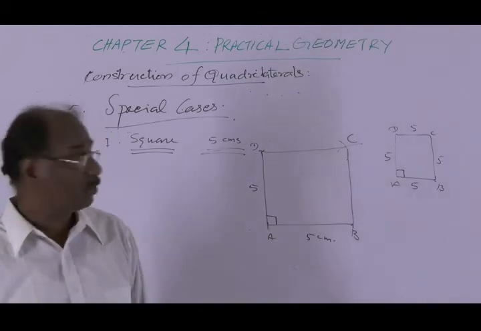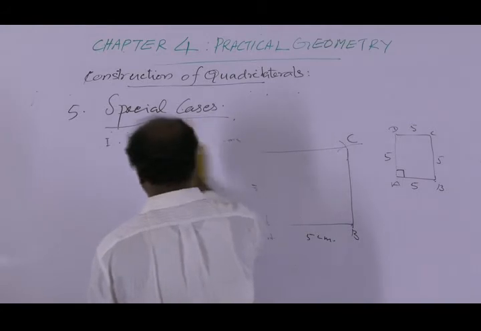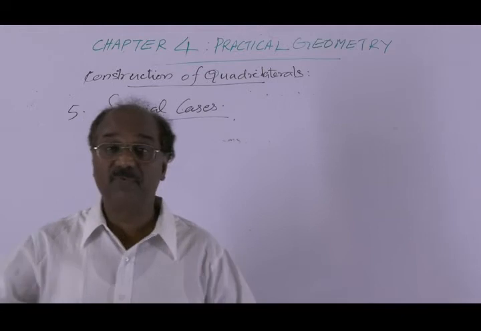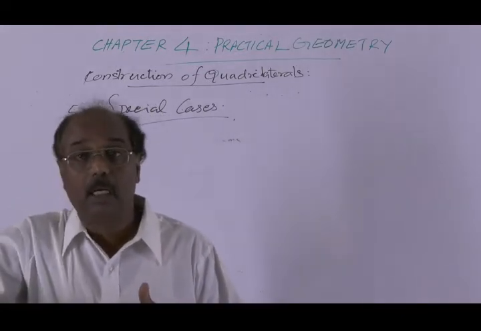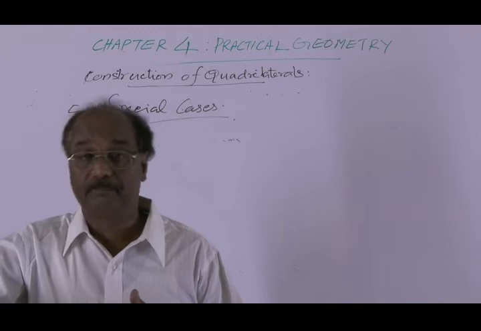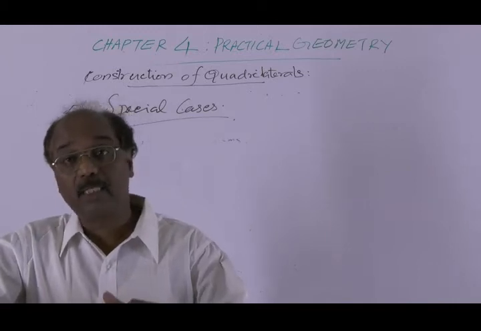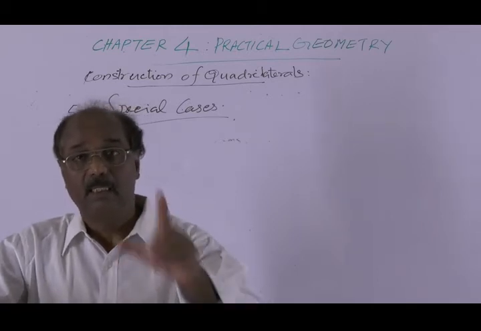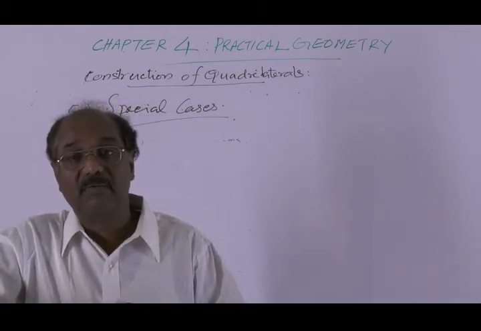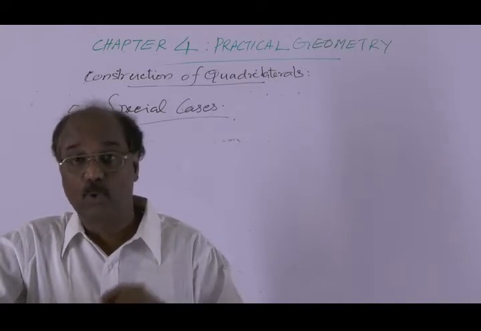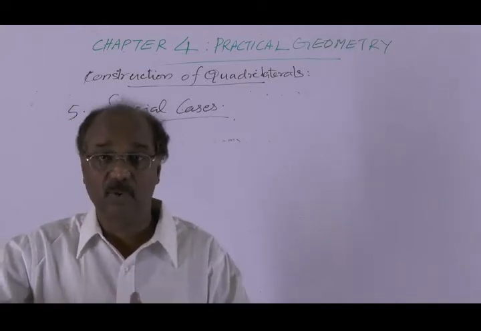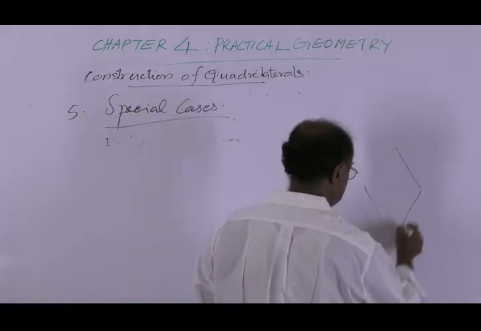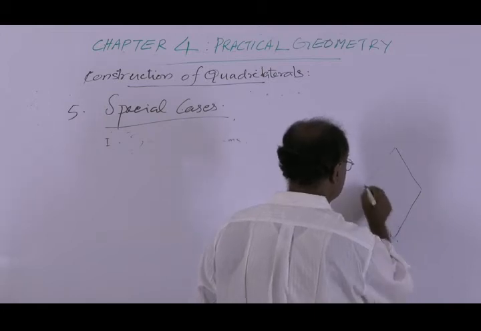And consider another one. Suppose we construct a rhombus. A rhombus is such that all 4 sides are equal and opposite angles are also equal. The square is a particular type of rhombus. Generally, a rhombus is a quadrilateral having all 4 sides equal. Therefore, opposite angles are also equal. So a rhombus is such a figure.